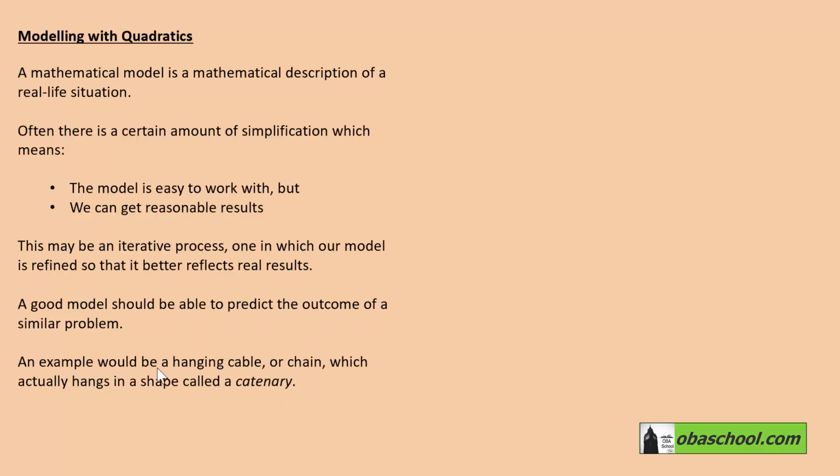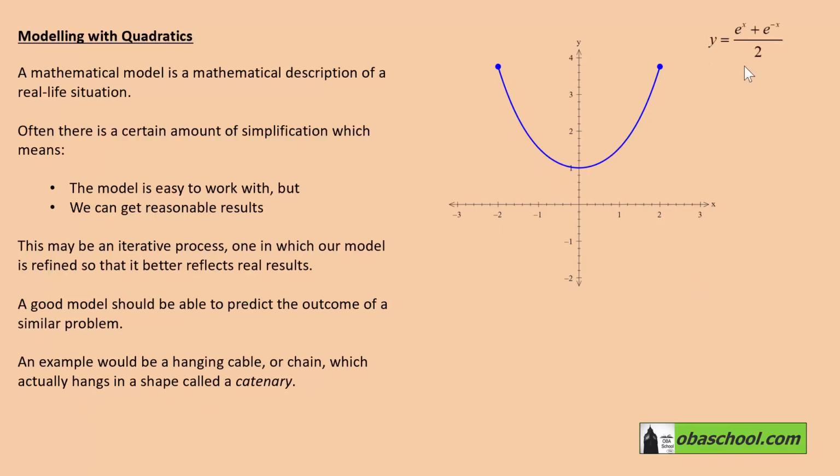An example would be a hanging cable or chain, which actually hangs in a shape called a catenary. And that would look something like this. The actual graph shown here is y equals cosh x, or (e^x + e^(-x)) divided by 2. So that's a function that you won't have met yet in your mathematics.